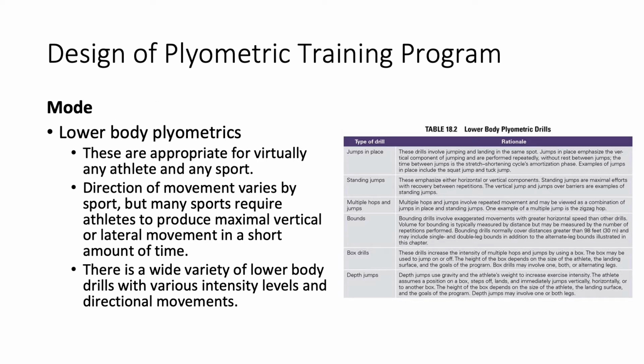Lower body plyometrics are appropriate for almost any athlete and any sport. Most sports require athletes to produce a maximal amount of muscular force in a short amount of time, either horizontally, vertically, or laterally. There is a wide variety of lower body drills with various intensity levels and directional movements. Some types of lower body plyometric drills include jumps in place, standing jumps, multiple hops and jumps, bounds, box drills, and depth jumps. You can see here in the table to the right the rationale for each different lower body plyometric drill.